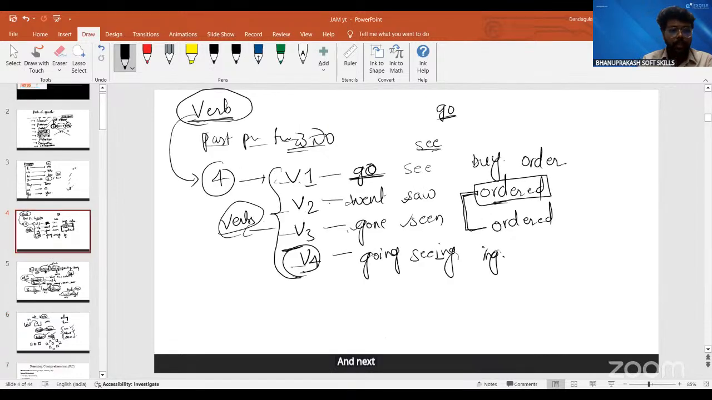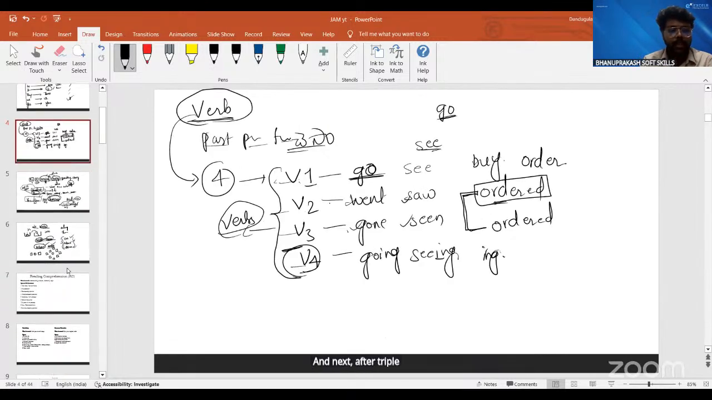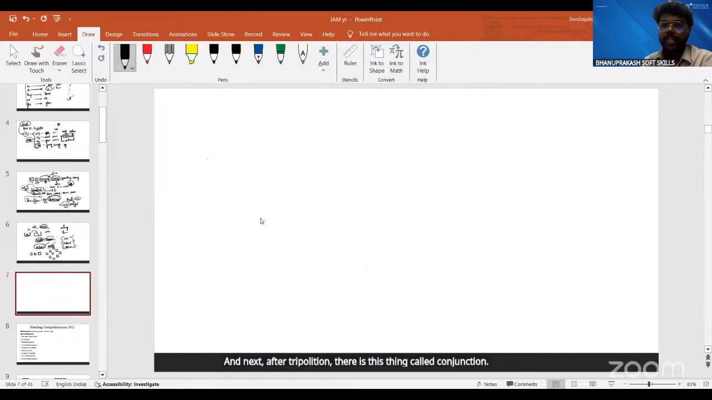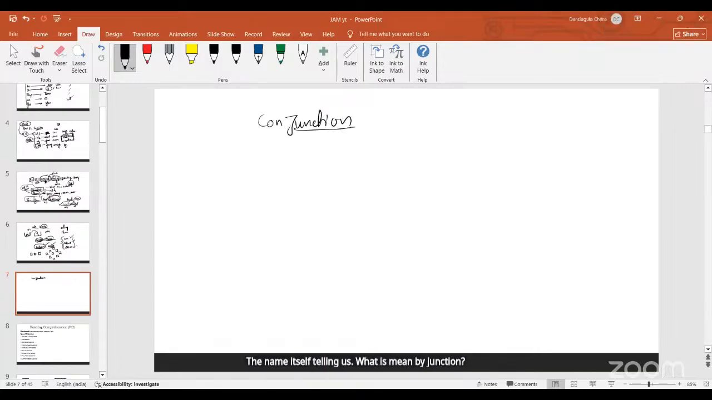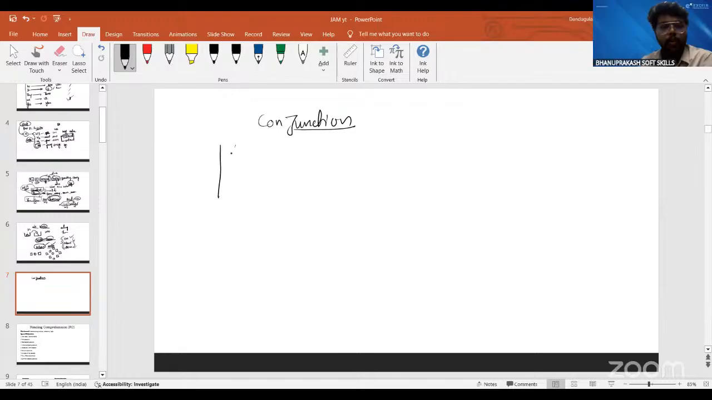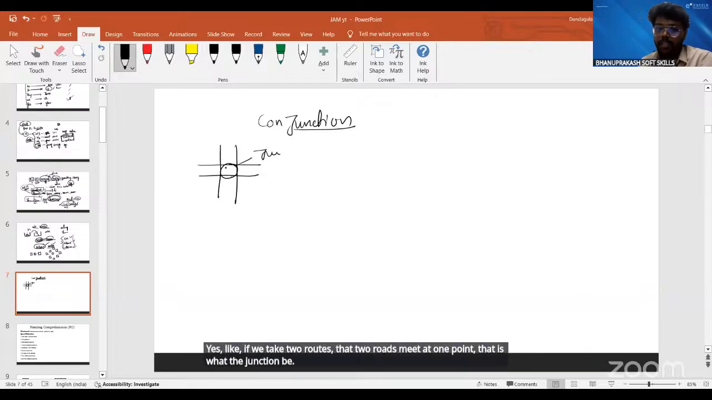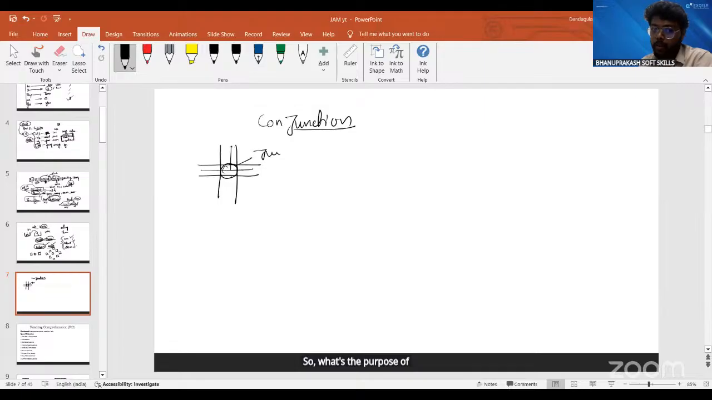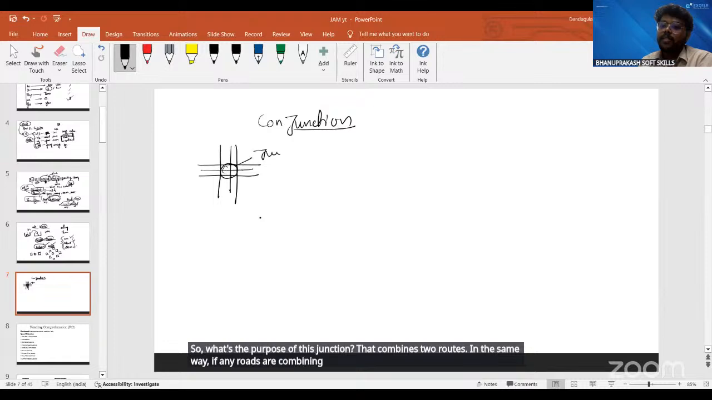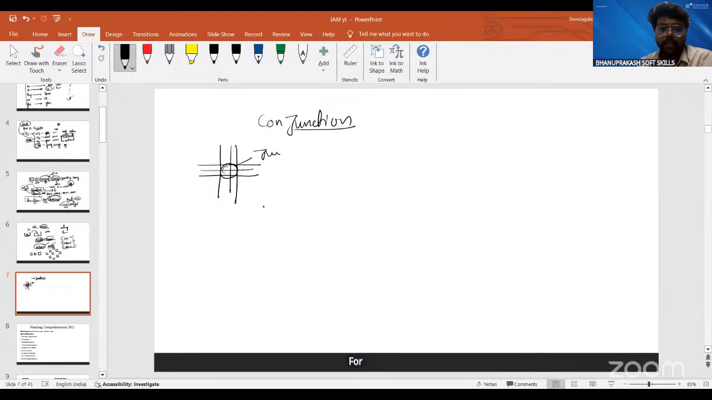And next, after preposition, there is this thing called conjunction. The name itself tells us. What is meant by junction? Connecting points. Yes, like if we take two roads, they meet at one point, that is what a junction means. What's the purpose of this junction? It combines two roads. In the same way, if any word combines two sentences, then we call that a conjunction. For example, let us take one example.